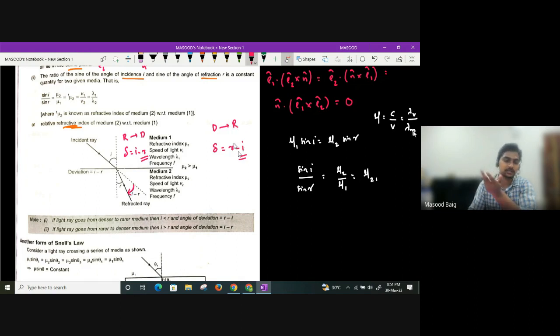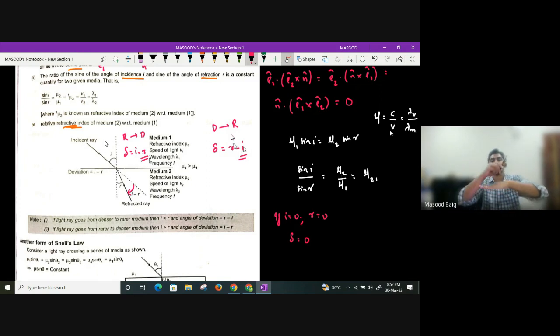Why is there a deviation? Because whenever light is incident at an interface separating two transparent media, bending will take place. Because bending is there, deviation will be there. Suppose, please tell me, let us take the I value as 0. If I is 0, sine 0 will be 0 or not? So whatever may be the refractive index value, the R value will also be 0. So how much will the deviation be? 0.